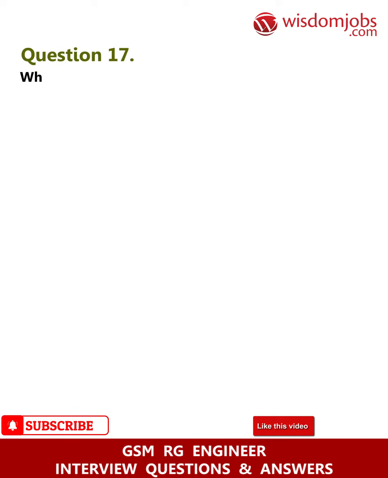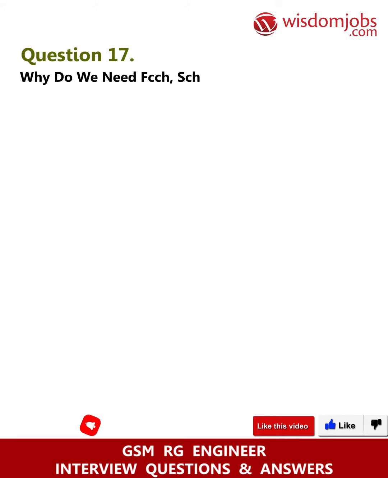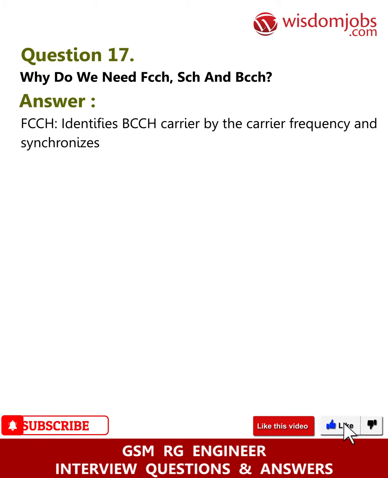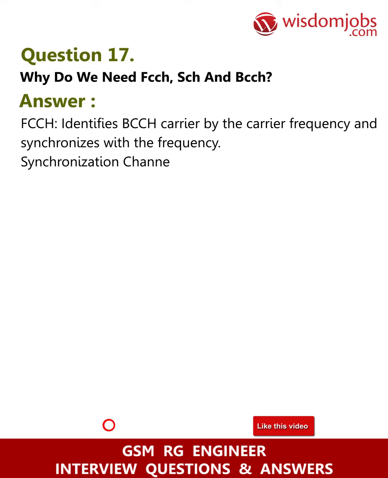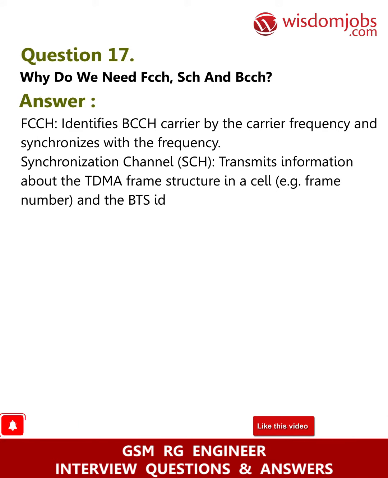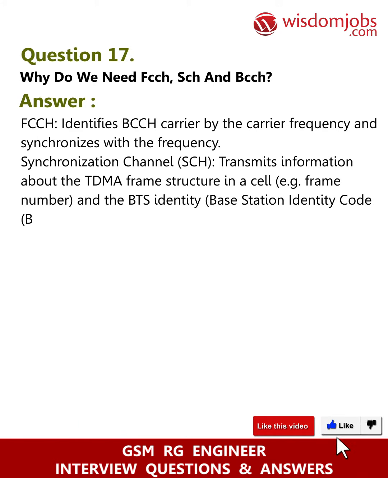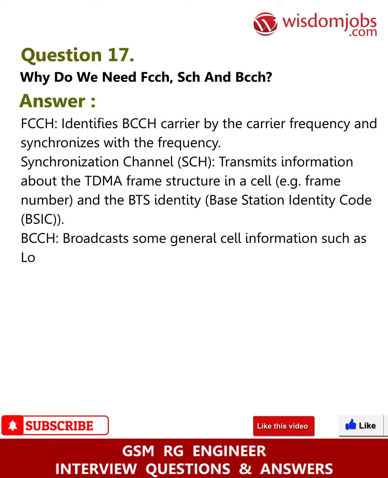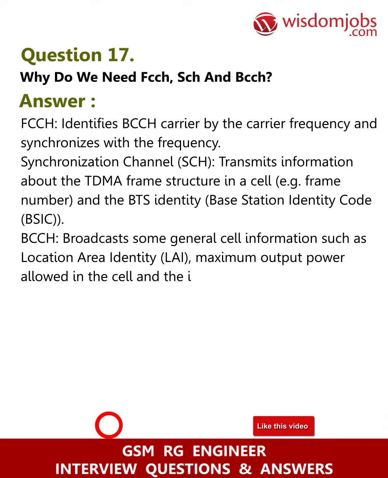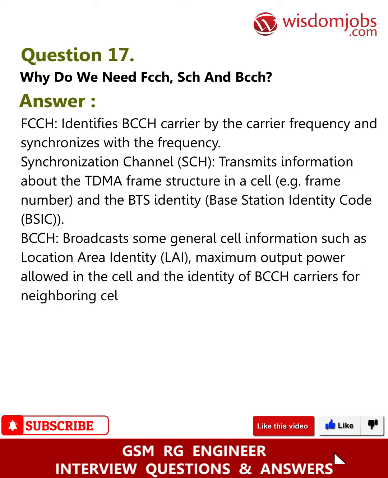Question 17. Why do we need FCCH, SCH, and BCCH? Answer. FCCH identifies the BCCH carrier by the carrier frequency and synchronizes with the frequency. Synchronization channel SCH transmits information about the TDMA frame structure in a cell, for example frame number, and the BTS identity, base station identity code BSIC. BCCH broadcasts some general cell information such as location area identity, LAI, maximum output power allowed in the cell, and the identity of BCCH carriers for neighboring cells.